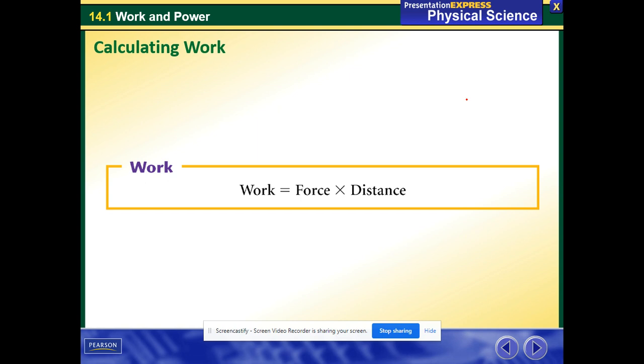With that being said, let's jump right into the work equation. Remember, work is going to be equal to the force times the distance. We need the force, and this has to be in the same direction as motion, and it has to have a distance. That means it has to move.